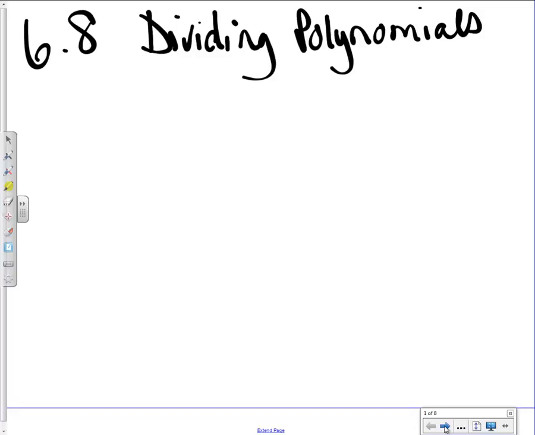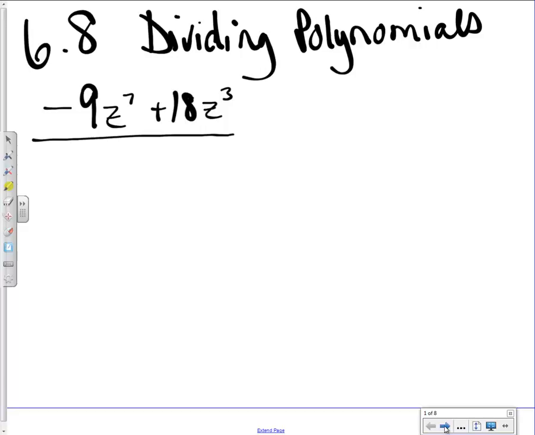All right, your last section. 6.8 is dividing polynomials. I'm going to give you your first example and then we will talk through them. I want you to notice that I'm writing it really high up on the screen because I know that as I show you how to do this, I'm going to have to rewrite it. So, negative 9 z to the 7th plus 18 z to the 3rd divided by 9.